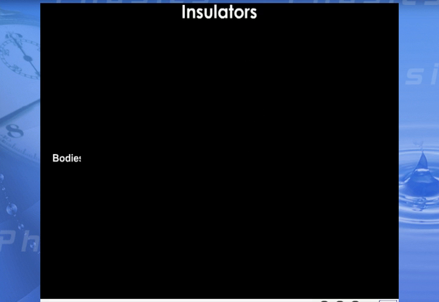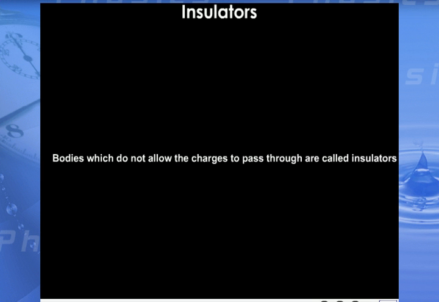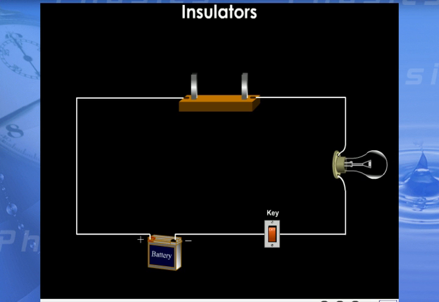Insulators. Bodies which do not allow the charges to pass through are called insulators. An insulator has one end connected to the positive terminal of the battery and the other end connected to a bulb, and the other end of the bulb is connected to a key which in turn is connected to the negative terminal of the battery. By pressing the key, the insulator does not pass the current and hence the bulb will not glow.